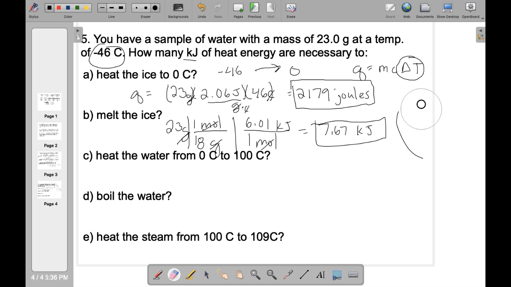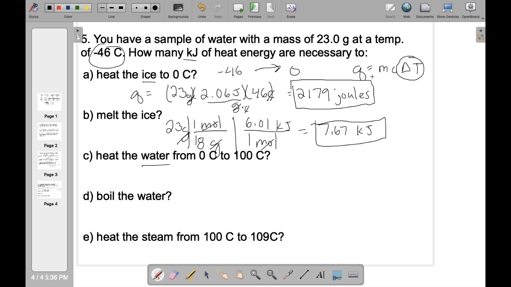Okay, we're making some progress. I think we're feeling better about this now. Now, yet again, we're heating the water. Notice it says heating the water. Here it said heating the ice. We're heating the water. It's liquid from 0 to 100 degrees. Why 100? That's basically the heat of vaporization. That's when it's going to boil and turn into steam. It's the boiling point.